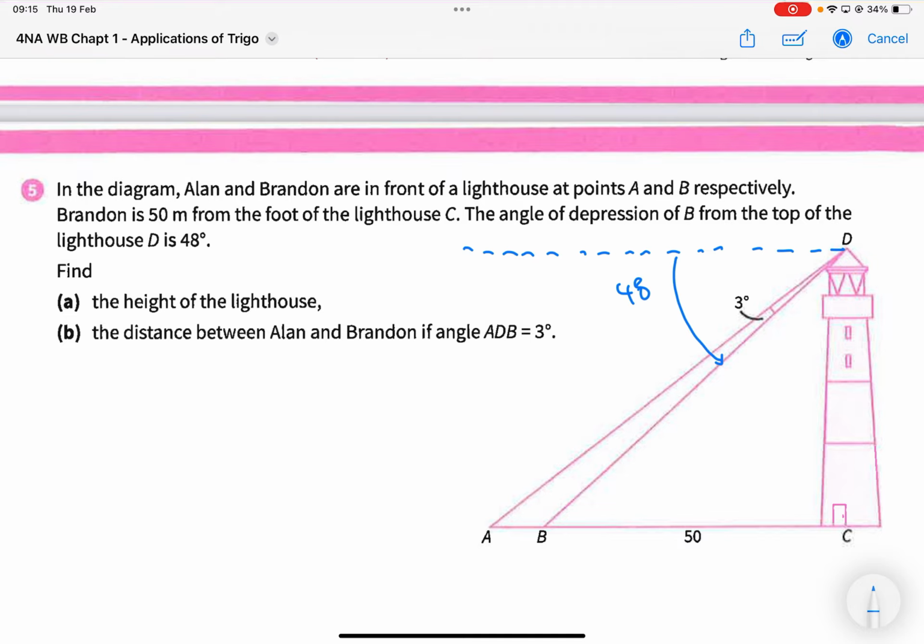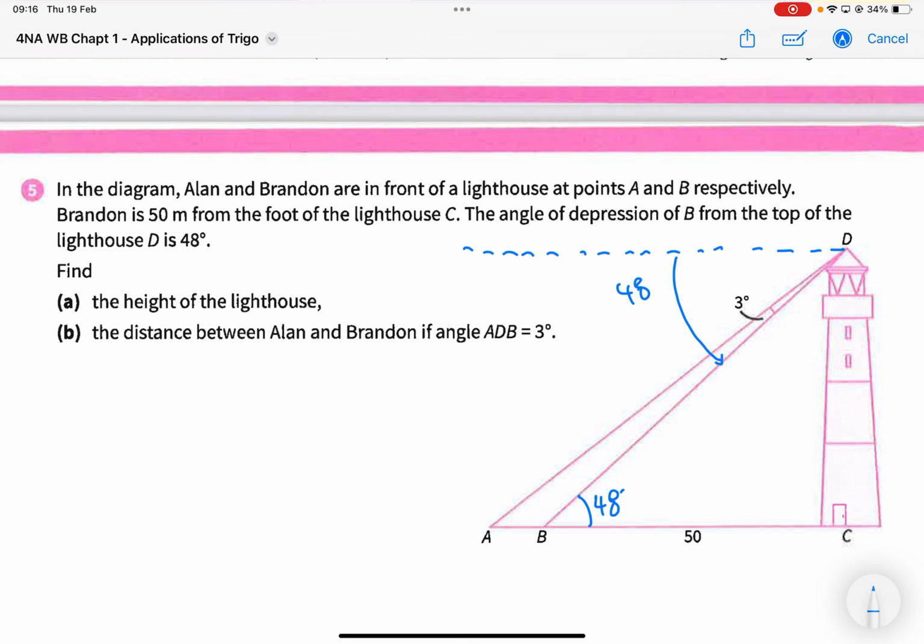Okay, the height of the lighthouse. If this is 48, here, like that, until here, like that, here is also 48. Can tell? Alternate angle from D until B until here. So this one is 48, this one is 48. Then I want to find the height. I know this. I want to find the height.